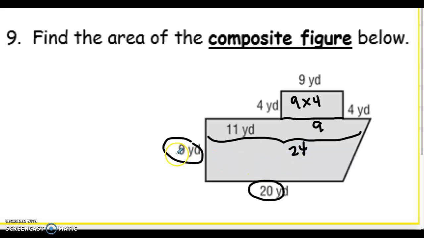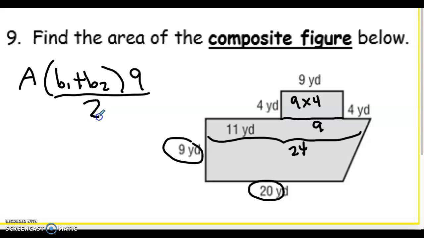Okay, so you're going to find the area of the trapezoid by adding together base 1 plus base 2, which are 20 and 24. You're going to add 20 plus 24, multiply that by the height, which is 9, and divide by 2. That's going to give you the area of this trapezoid. Then you're going to find the area of this rectangle, and you're going to add both together.